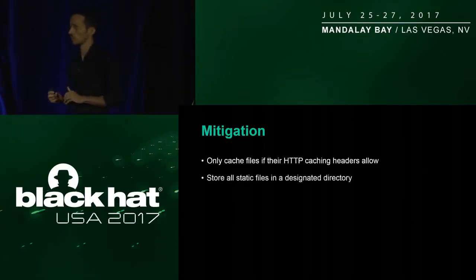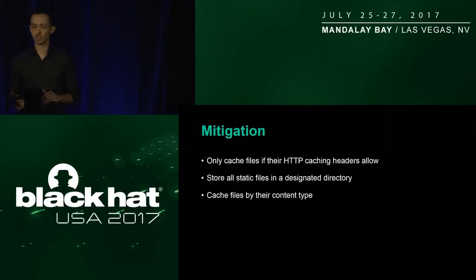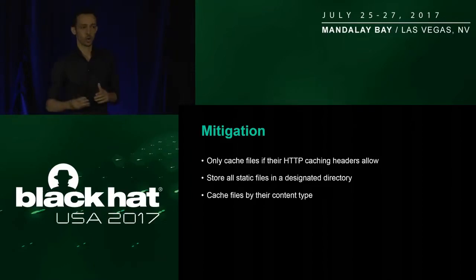Another option is to store all static files in a designated directory and to only cache this directory. You can also cache files by their content type HTTP response header. Now here you depend on the technology of the caching mechanism that you are using. Some of them identify the type of file that they receive according to the end of the URL, according to its extension. Some of them do it according to the content type HTTP response header. Some of them let you choose, like Nginx. So if you can configure your caching mechanism to do it by the content type HTTP response header and not according to the end of the URL, then you should do it.